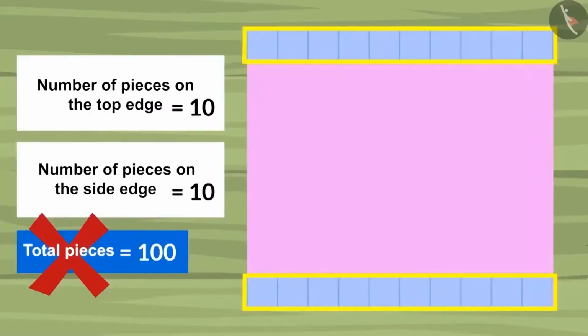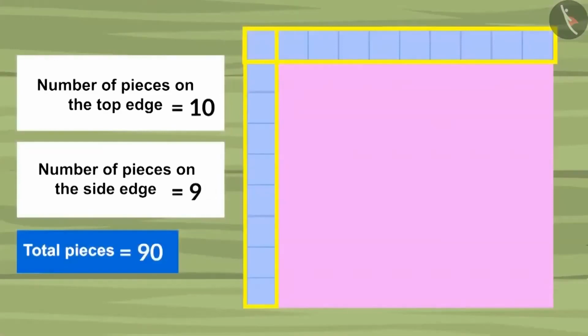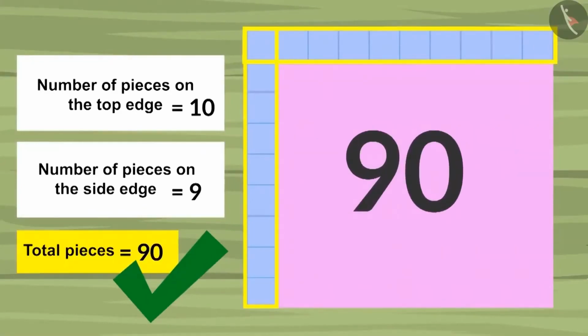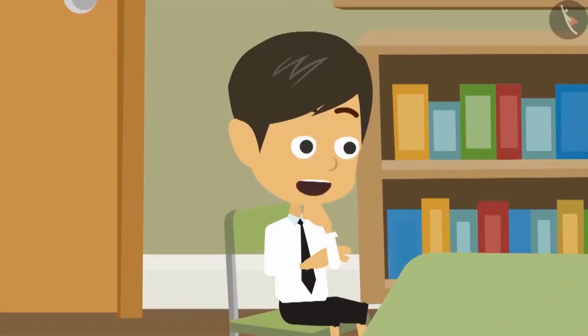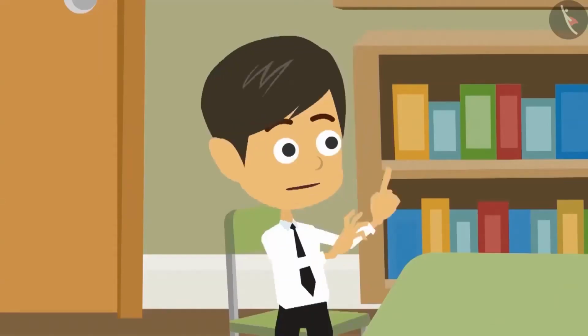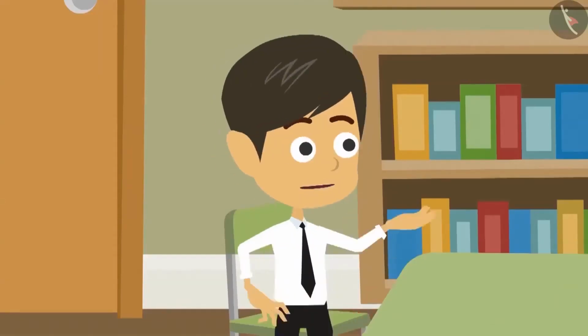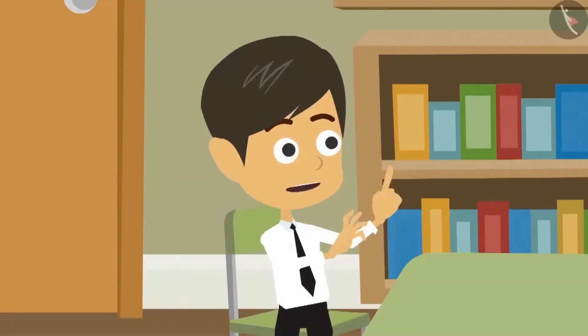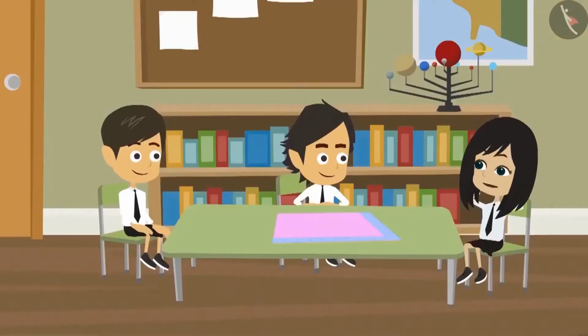First answer was coming to be 100 pieces. Now the answer coming 90 pieces. And this is the correct answer. So a total of 90 pieces will be required to cover this paper. Oh, now I get it. This method is much better. With this, any shape can be measured with fewer pieces. Yes, that's what I was saying.